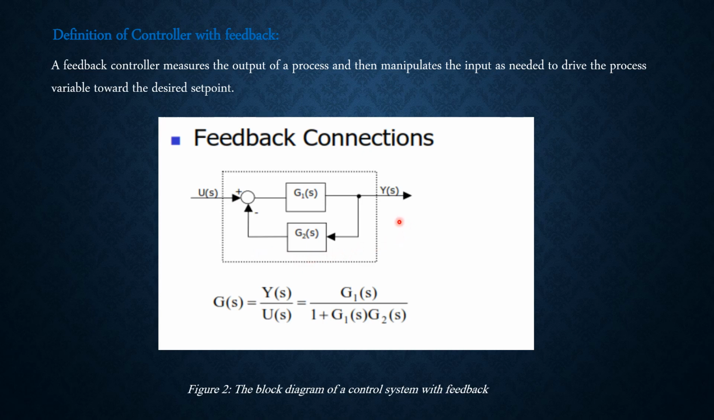Here in figure 2, we have the block diagram of a control system with feedback. Y(s) is the output, U(s) is the input, G1(s) is the system, and G2(s) is the feedback. As we can see, G2(s) measures the output and changes the input as needed to get the desired results, the system moving toward the set point that is provided. Here we have the formula, which is a simple form of the feedback connection.